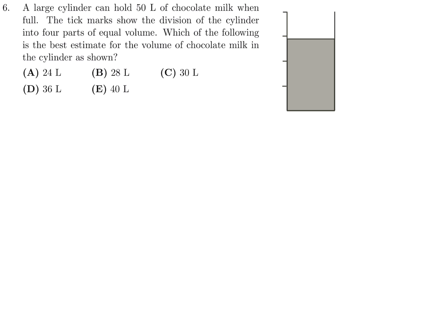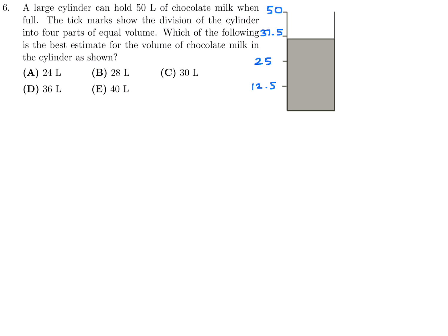A large cylinder can hold 50 liters of chocolate milk when full. The tick marks show the division of the cylinder into 4 parts of equal volume. Which of the following is the best estimate for the volume of chocolate milk in the cylinder shown? So 50 is the full capacity, and these tick marks divide it into 4. So that means each of those is 12.5, right? 12.5 right here. This is 25, and this is exactly 37.5.